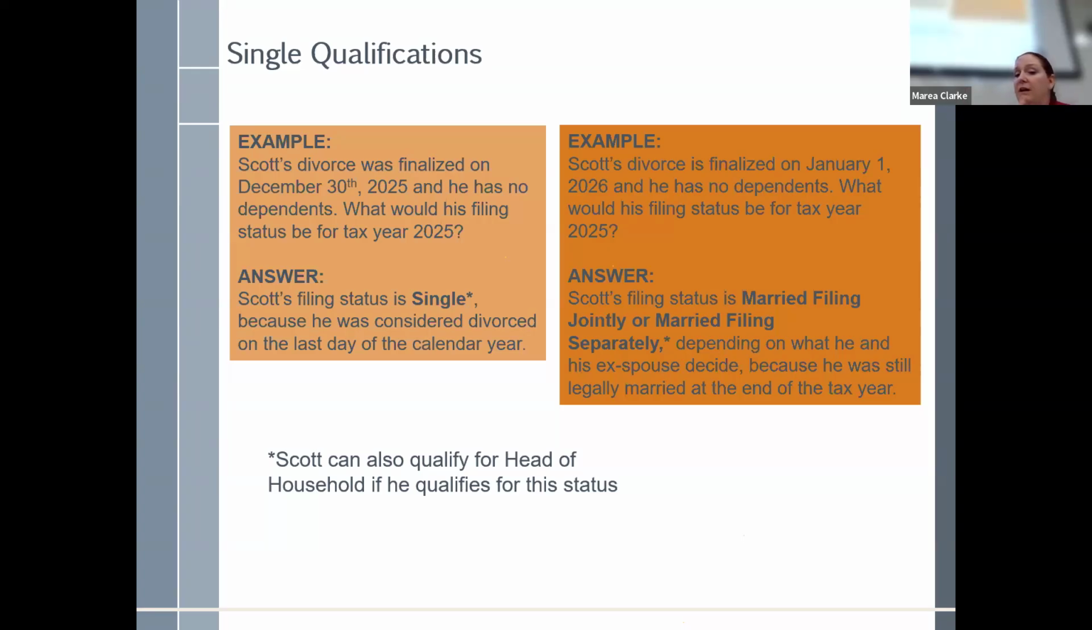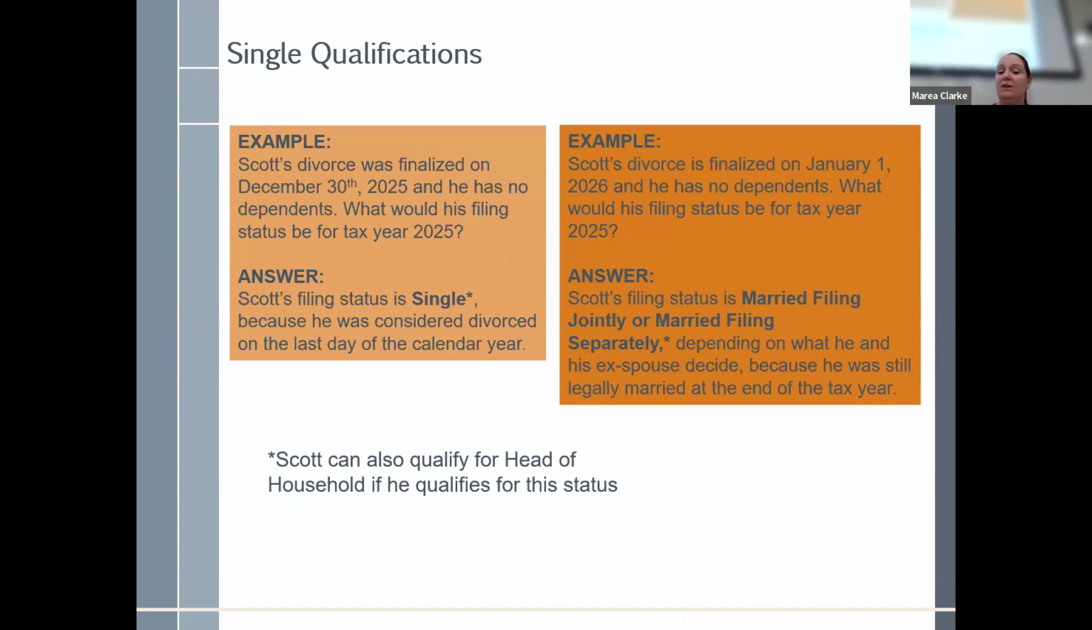If his divorce had been finalized on January 1st of 2026, his answer would change, right? Because he's married, he would either have to do married filing jointly or married filing separately. He would have to talk with his ex-spouse and decide what they were going to do together. Were they going to hold it together long enough to file together, or are they really done, and they're going to file separately?